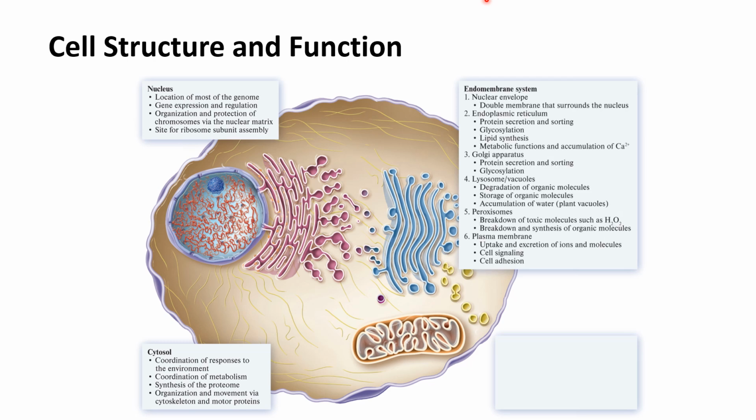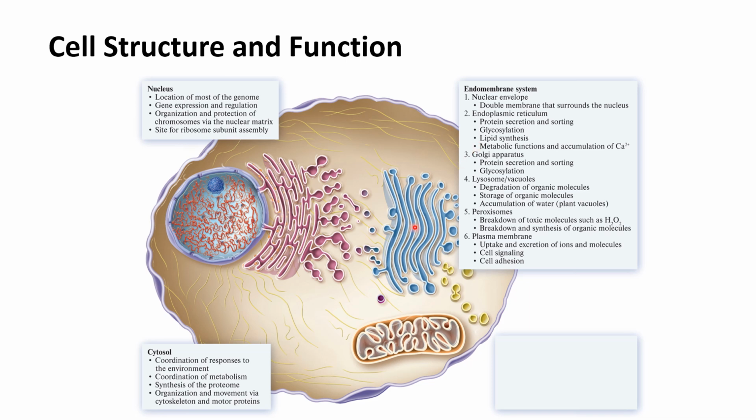Now, the endomembrane system, as we talked about, includes the nuclear membrane, or the nuclear envelope that surrounds the nucleus. It also includes the endoplasmic reticulum, which includes both the rough and smooth ER. We talked about how the endoplasmic reticulum is important for protein secretion and sorting. We'll talk about what glycosylation is later. The smooth endoplasmic reticulum is important for lipid synthesis, metabolic functions, and accumulation of calcium.